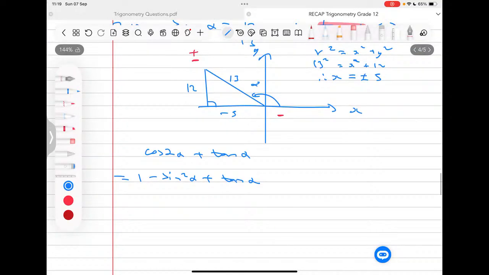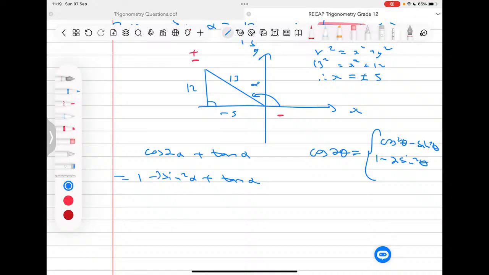Just for me to write these identities for you. If you have a cos of 2 theta, it can be broken down into 3, right? It is the same as having cos squared theta minus sine squared theta, and it is the same also as having 1 minus 2 sine squared theta, or you can say 2 cos squared theta minus 1. That's another way in which we can define this.